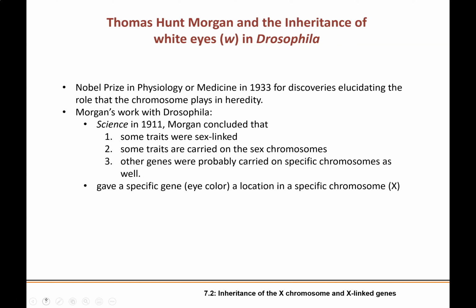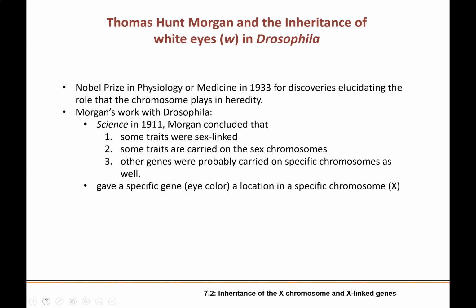Now, this work was really important because it's a foundational experiment in genetics. Thomas Hunt Morgan was already working with fruit flies. He was looking at fruit fly mutants, and his work on fruit flies and the role that sex chromosomes play in heredity actually earned him the Nobel Prize in 1933 for physiology and medicine.